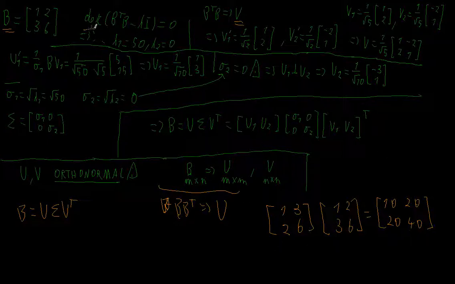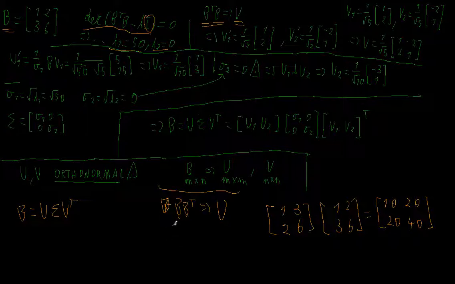Now I find the eigenvalues of that. I take the determinant of B transpose B minus lambda I equal to 0, where I is the identity matrix. If you do that, you will find that your first eigenvalue, lambda sub 1, is equal to 50, and your second eigenvalue, lambda sub 2, is equal to 0. Now I have those two eigenvalues, so I can find the eigenvectors V sub 1 and V sub 2 associated to them, because we took B transpose B.